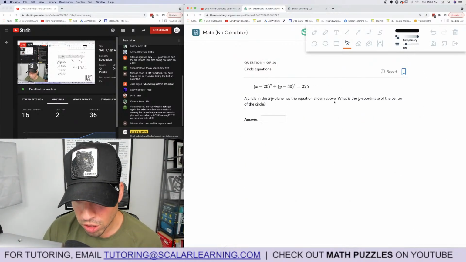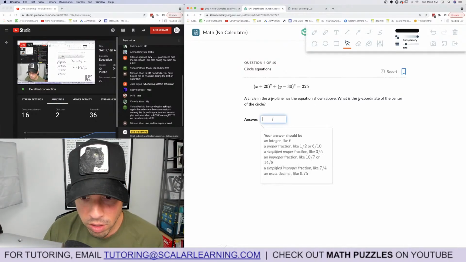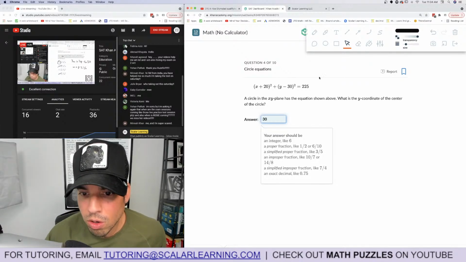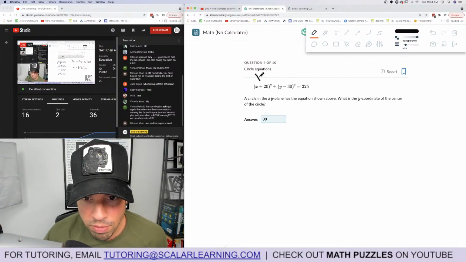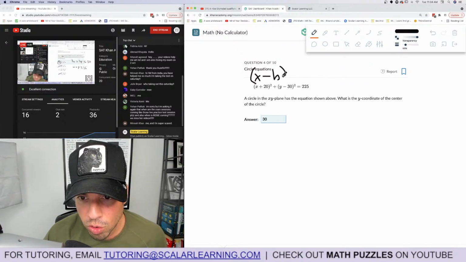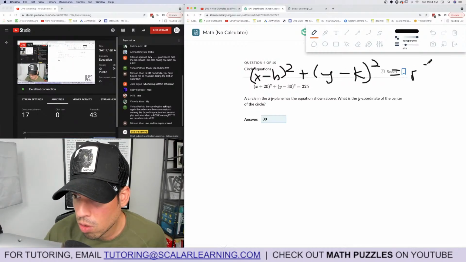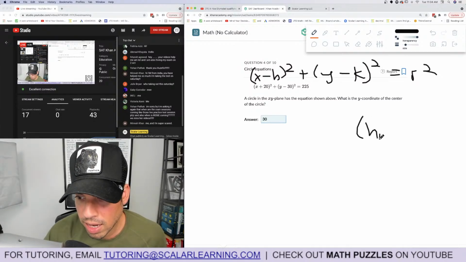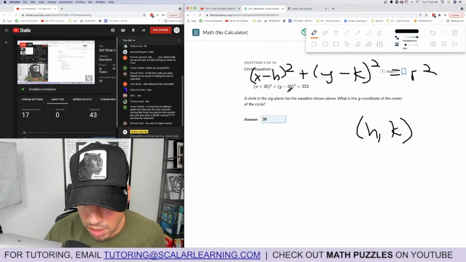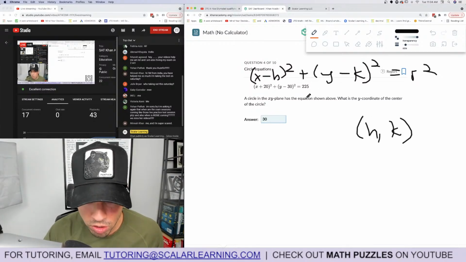A circle in the XY plane has the equation shown above. What is the Y coordinate of the center? 30, boom, done. You've got to know that the formula is x minus h squared plus y minus k squared equals r squared, and the center is h comma k. So it's the opposite of that, negative 30, which is 30.